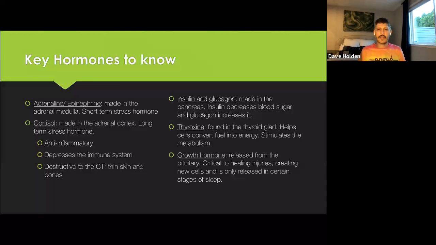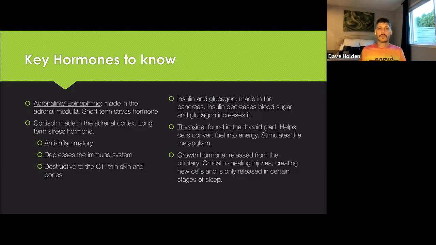Thyroxine is in the thyroid gland. Thyroxine helps cells convert fuel into energy, stimulating metabolism. This is why thyroid disorders often end up with people having no appetite and getting super skinny, or it messes with their appetite and they start to gain weight. The thyroid gland has its hands on the knobs of your immune system.